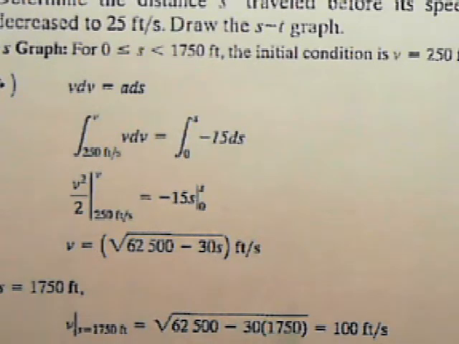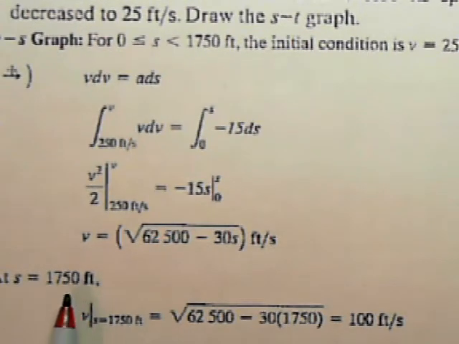That will let us easily draw a V of S diagram. And we learned something about how V relates to S in the first region. Actually, what we can do is plug in the 1750 feet. That's where this region ends. Plugging in S equals 1750 right here, what we get is that the velocity at that point is 100 feet per second. So what we've learned is we did not slow down to 25 feet per second in the first region. So we must do that in the second region, so we proceed to the second region.